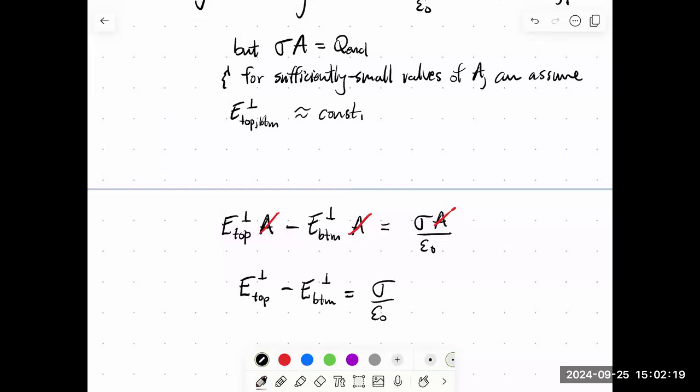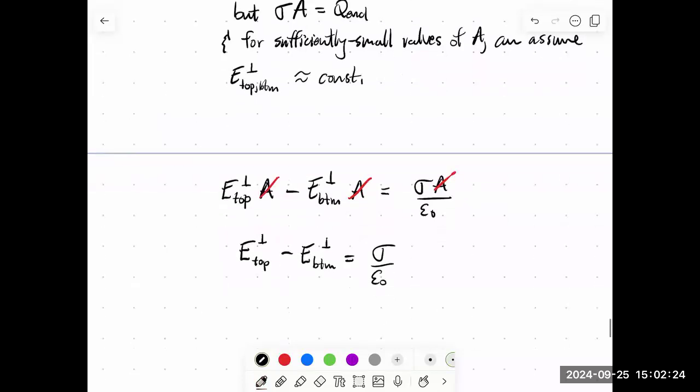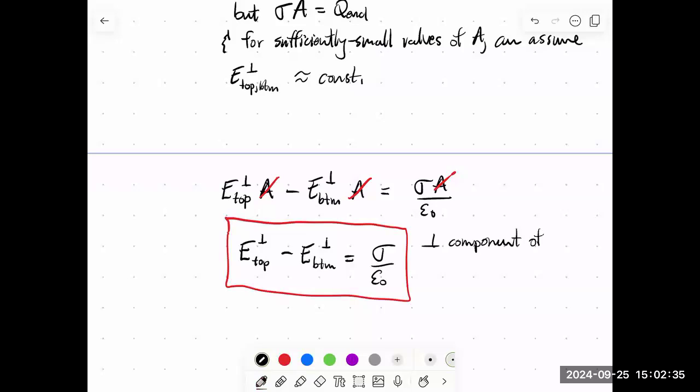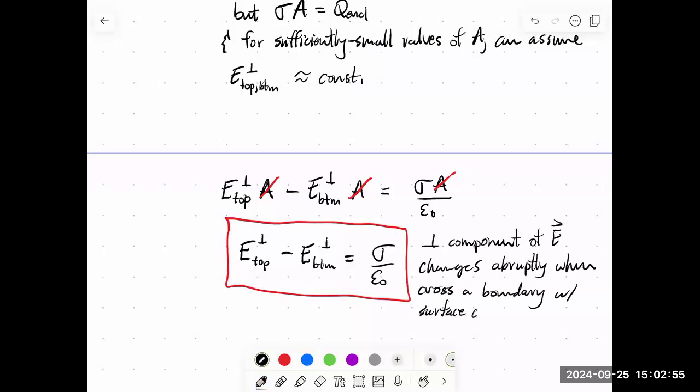And so there's a sudden discontinuity in the perpendicular component of the electric field when you cross a surface with a surface charge density. So the perpendicular component of E changes abruptly when we cross a boundary with surface charge density sigma.